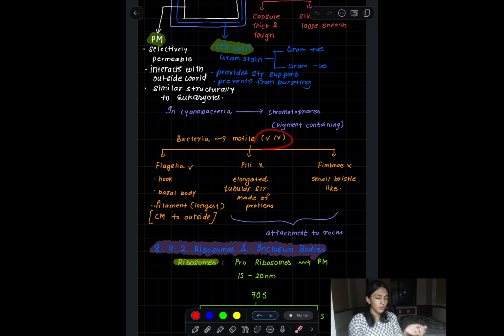Now, let's talk about the motility of a bacteria. Now, the bacteria can be motile or non-motile. If motile, they have a flagella. Their flagella basically consists of three parts: the hook, the basal body, and the filament. The filament is the longest structure and it extends from the cell membrane to the outside world. Now, there are other two structures present in the bacteria, but they are not motile in function: the pili and the fimbriae. They basically help in attachment to the rocks. The pili are elongated tubular structures made up of proteins, whereas the fimbriae are small and bristle-like.